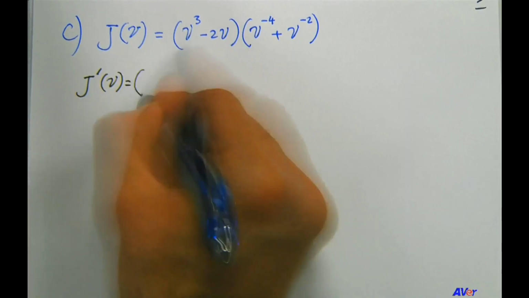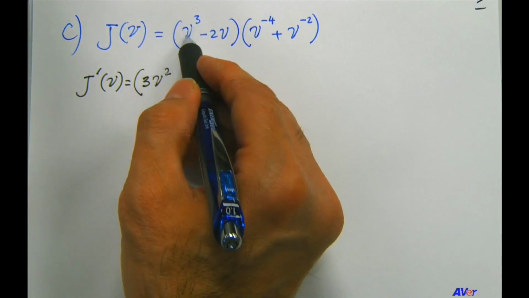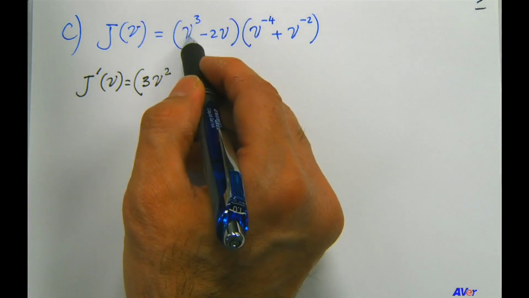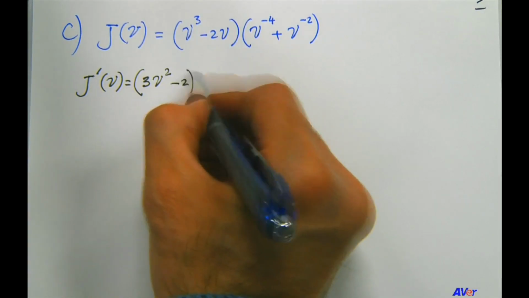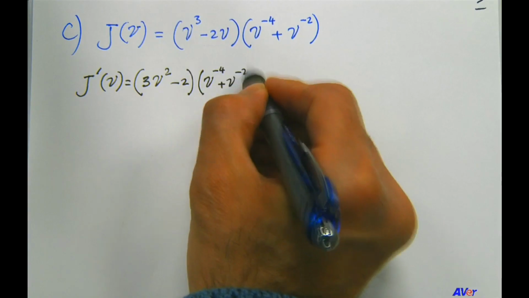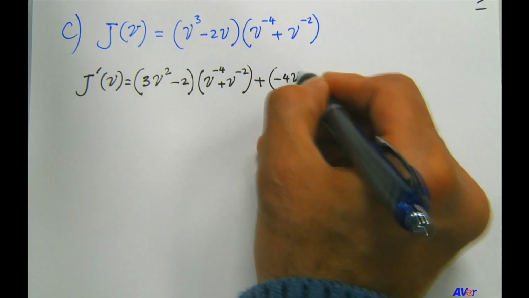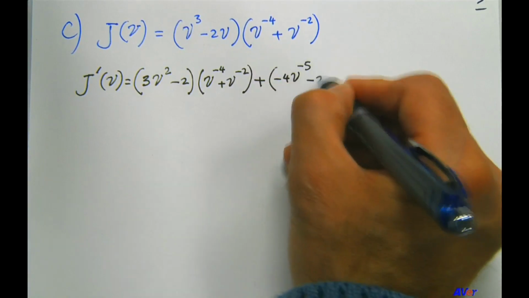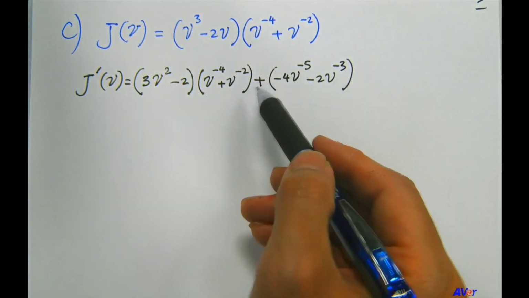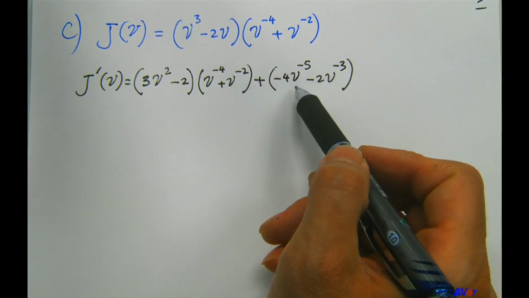We have 3v squared, right? 3 in front. We learned in section 2.3 how to take the derivative of such power functions, right? Remember that? Minus 2 times the second function, plus the derivative of the second function times the first function. Like that, right? I'm just using the rules we learned in section 2.3. So if you have any trouble following this, please refer back to section 2.3.